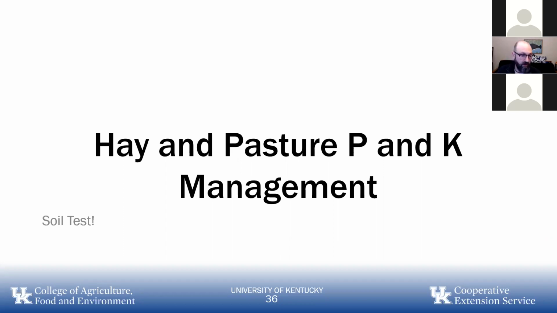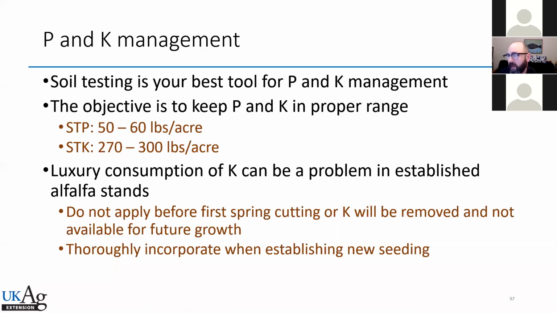All right, let's take a look here at where we're at in the presentation. Let's get into this P and K here because I do want to cover a bit of this. Hay and pasture P and K management, soil testing, we covered that. Follow your soil test. Luxury consumption of K can be a problem, particularly in alfalfa, but in any of the crops. You don't want to apply your potassium, as I mentioned before, before that first spring cutting. Your K will be removed because as the crop is growing rapidly in the spring, that's when we get the biggest flush of growth and the biggest nitrogen uptake.